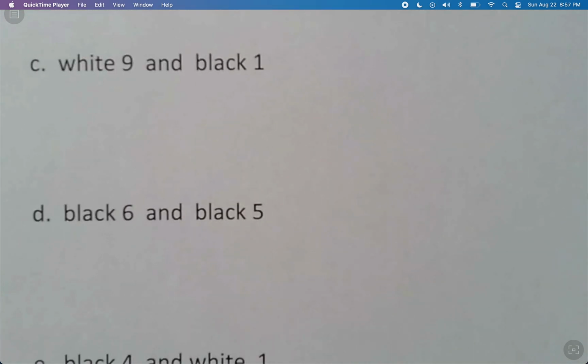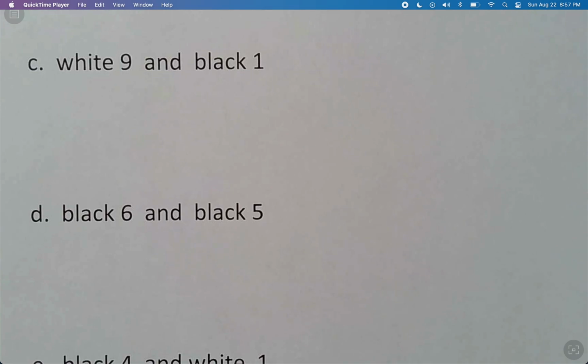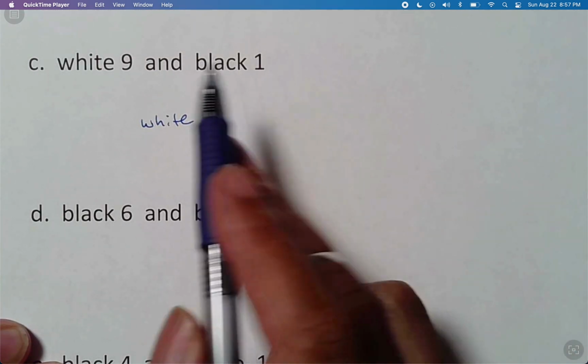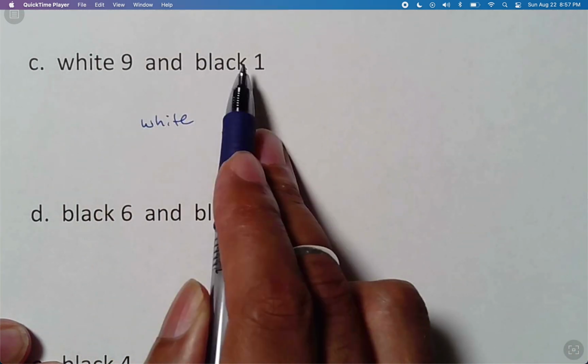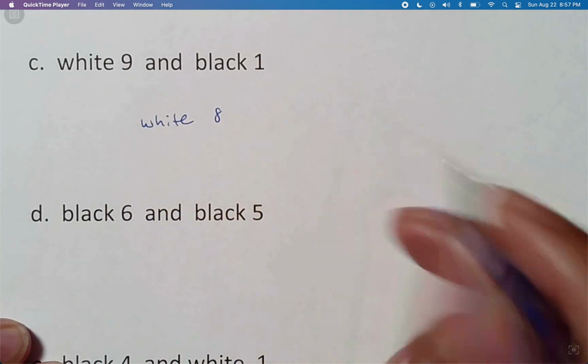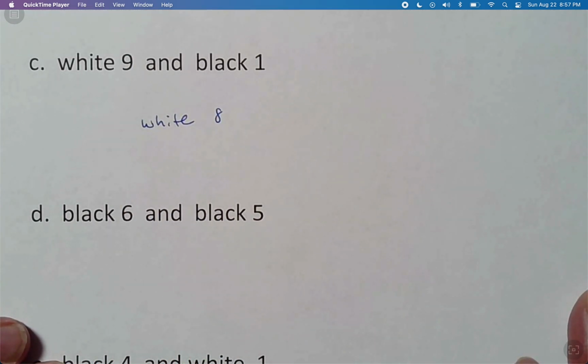Let me see if I can focus this thing better. All right, white 9, black 1. Looks to me like this team won. Because these are 2 different numbers, the question is, how much did they win by? Well, 9 minus 1 is 8, so they won by 8. That's it.